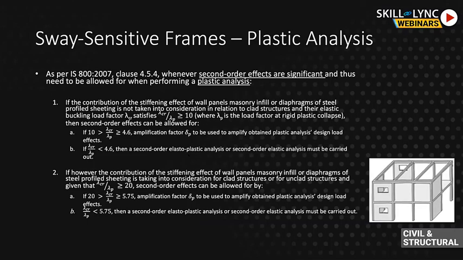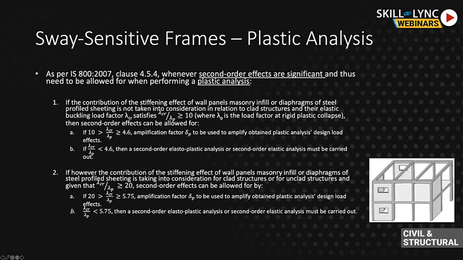So this slide talks about sway sensitive frames. However, this is specifically when conducting a plastic analysis rather than an elastic analysis. Again, IS 800:2007 clause 4.5.4 says that to capture second order effects when you carry out a plastic analysis, there are multiple ways. So again, the first decision you need to make is, am I dealing with a cladded building whereby the stiffness of the infill panels has been ignored? So you are in bullet point number 1. The second thing you need to check is your lambda crit divided by lambda p ratio. Is it greater than 10?